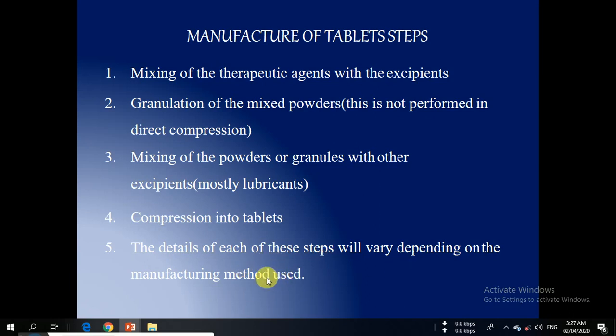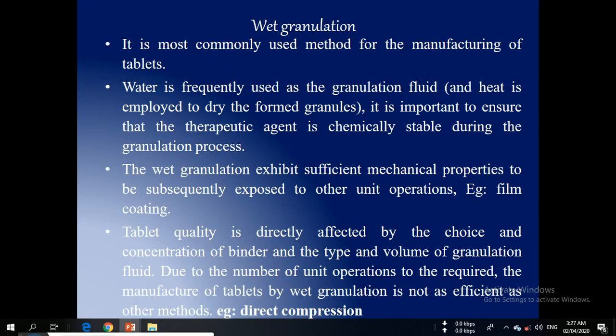Now there are different types of methods which are used in the manufacturing process. The first one is the wet granulation method. The wet granulation method is the most commonly used method for the manufacturing of tablets. Water is frequently used as the granulation fluid, and heat is given to dry the formed granules. So it is important to ensure the therapeutic agent is chemically stable during the granulation process.